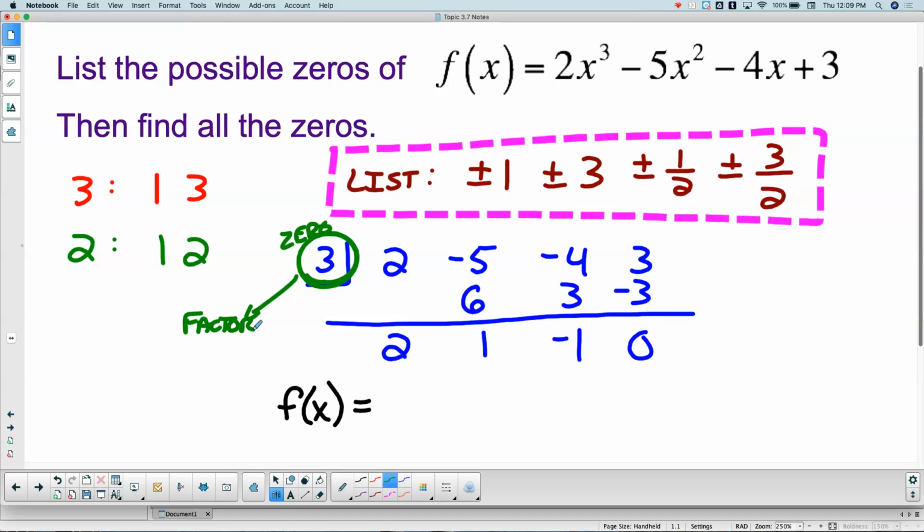If 3 is a 0, what's the factor? X minus 3. What's left over?